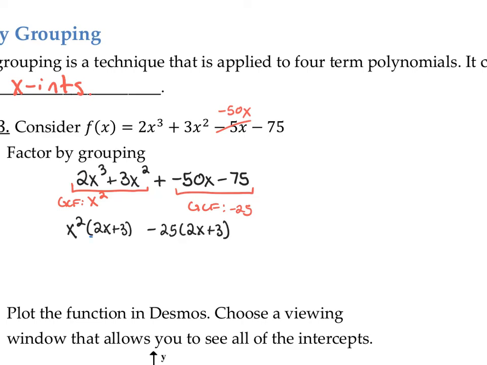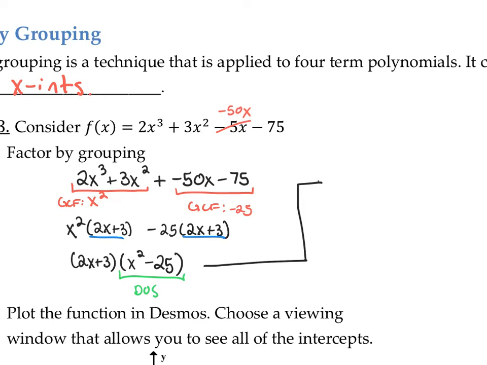Now I notice that between these 2 groups, I have a common binomial factor of 2x plus 3. And I'm left with x squared subtract 25. Now hopefully you notice that x squared subtract 25 is a difference of squares, not cubes. So we can go ahead and do one more step, which is to factor out that difference of squares into x subtract 5, x plus 5.